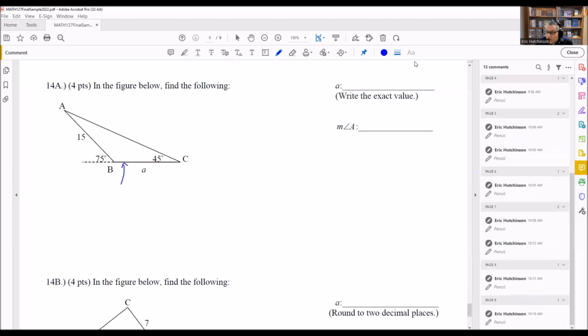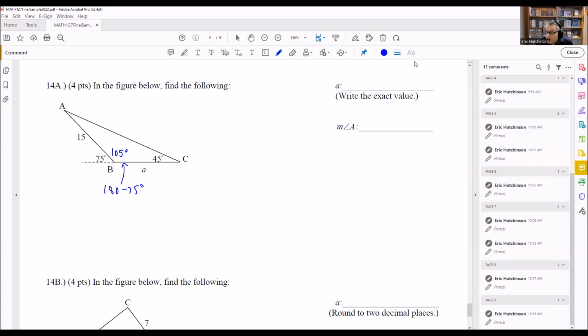So to get this one here, I'm going to do 180 minus 75. It's 180 because this adds up to a straight line here. So if we do that and subtract that, that means that we're going to get 105 degrees inside the triangle for this. So 180 minus 75, that's where you get this one from.